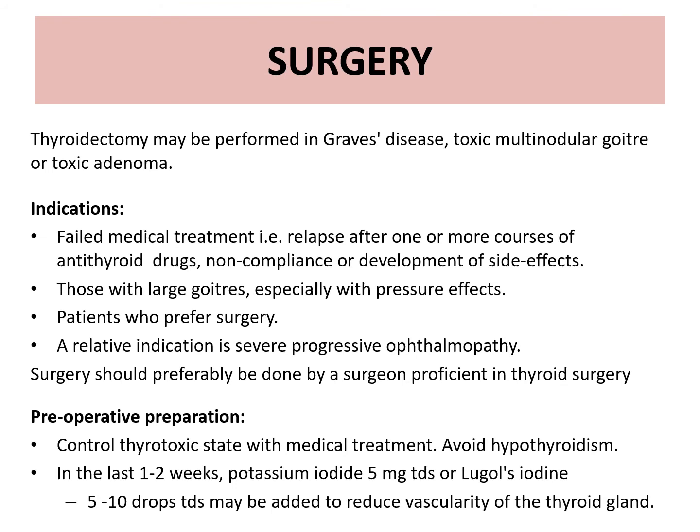In terms of surgery, thyroidectomy may be performed in Graves' disease, toxic multinodular goiter, or toxic adenoma. That is the indication for why surgery is needed. Pre-operative preparation is needed to control the thyrotoxic state with medical treatment, but we have to ensure that we avoid hypothyroidism. In the last 1 to 2 weeks, potassium iodide or Lugol's iodine is needed to reduce the vascularity of the thyroid gland.